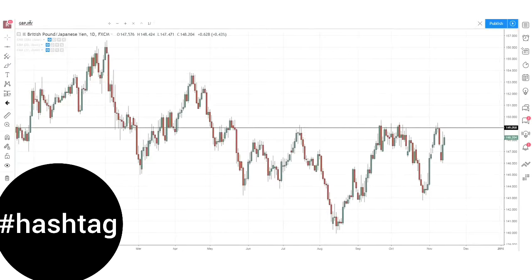Okay, let me share with you a few more examples. How about silver XAG?